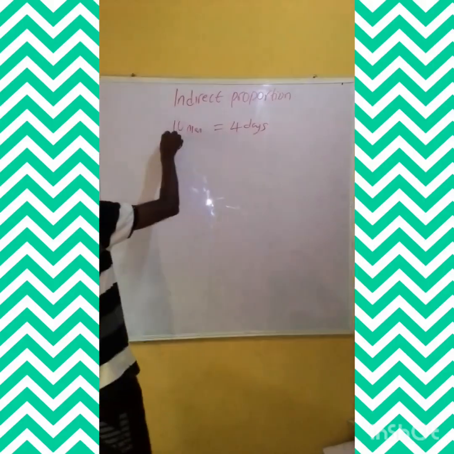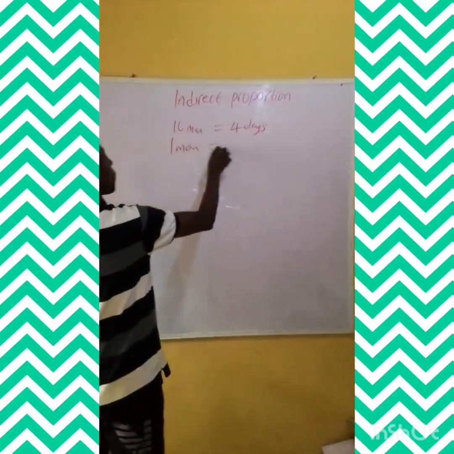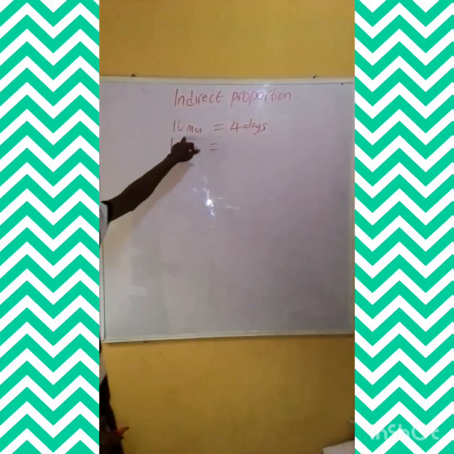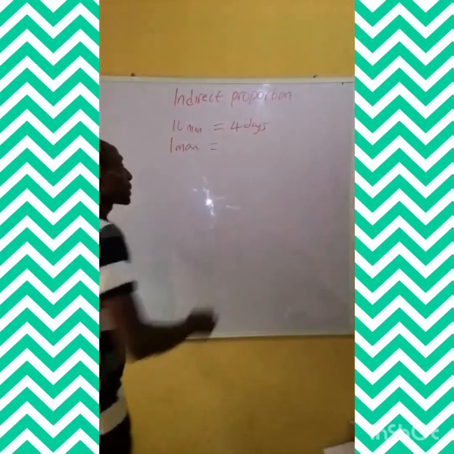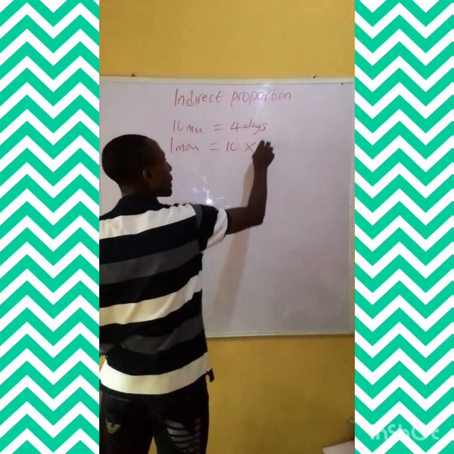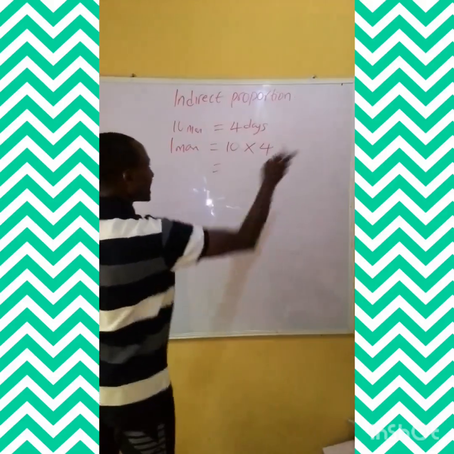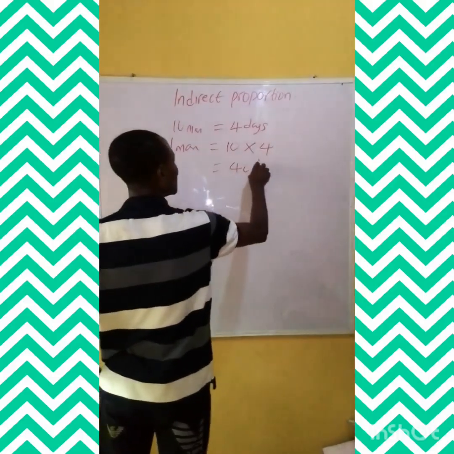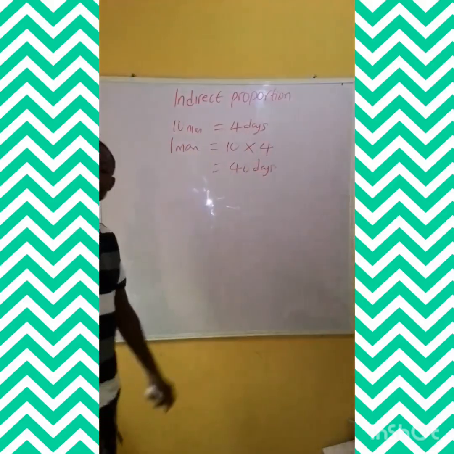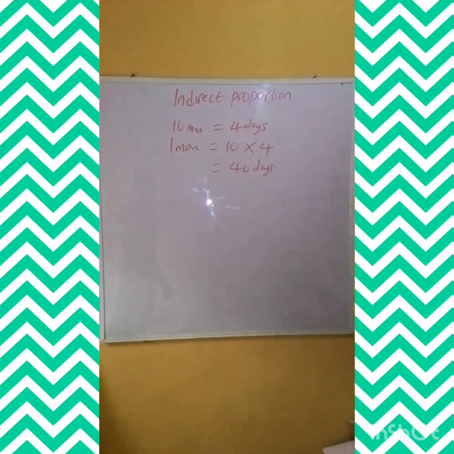Like I said, go and get it for 1 man. 1 man will do 10 people's work in 4 days. So what will be happening? It will be 10 people's job in 4 days. In 4 days, it will be what? 40 days. That's it.